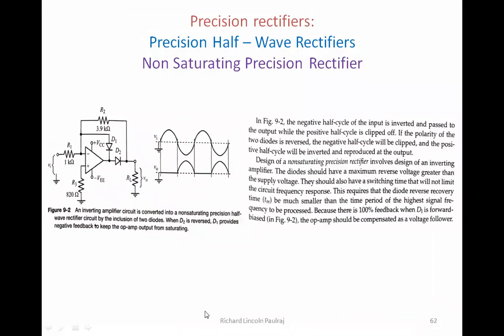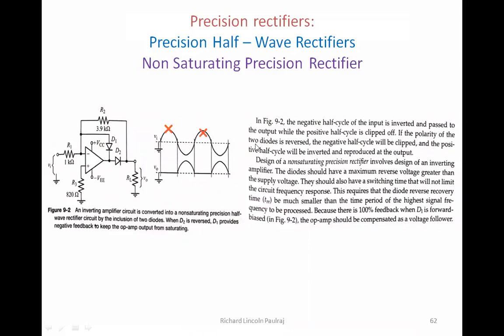Now, continuing the discussion with the negative cycle. Okay, so we have seen what happens in the positive cycle. The reverse happens in the negative cycle of input, where D2 goes into off mode and D1 gets into on mode. So the negative half cycle of the input is inverted and passed to the output, while the positive half cycle is clipped off. So this waveform that you see is clipped off. Okay, so only the negative part is coming.